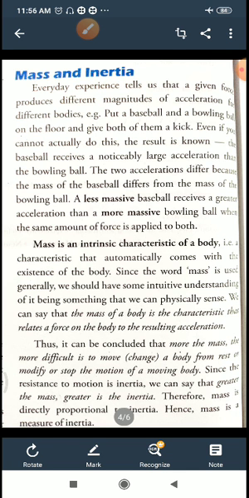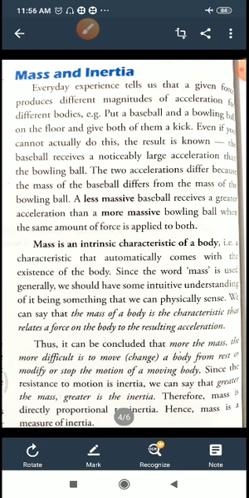Mass is an intrinsic characteristic of a body. What is that intrinsic characteristic? It is a characteristic that automatically comes with the existence of the body. Mass is the intrinsic or internal characteristic of a body. Since the word mass is used generally, we should have some intuitive understanding of it as something we can physically sense. We can say that the mass of a body is the characteristic that relates a force on the body to the resulting acceleration. Obviously, mass is also responsible for the motion.